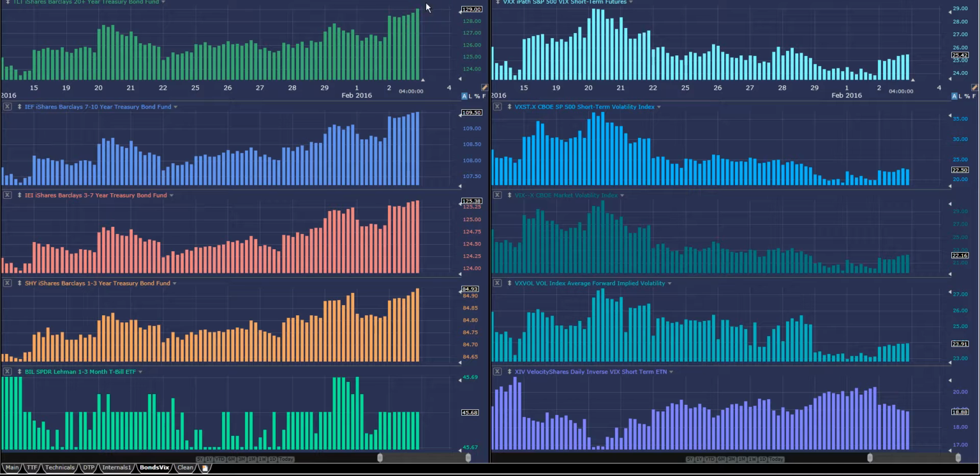So we're looking for a topping move, which will confirm our next rally phase up in the S&Ps and the broad market. If that doesn't happen and bonds just continue up, well, I think we've had our corrective bounce and we're off to new lows.